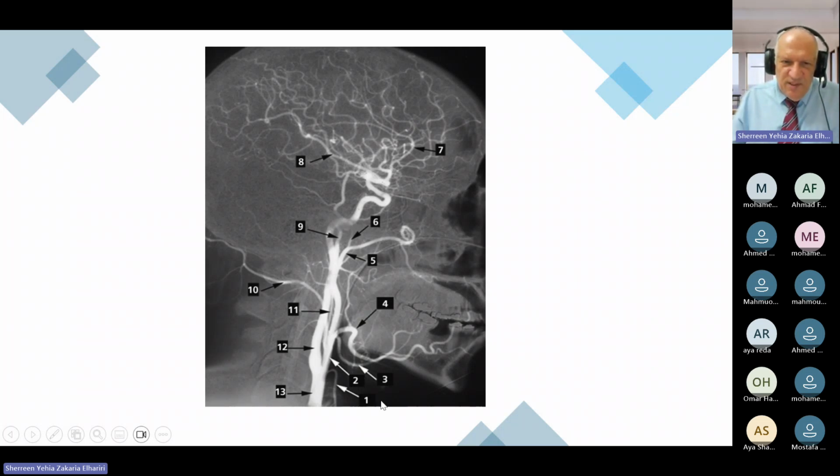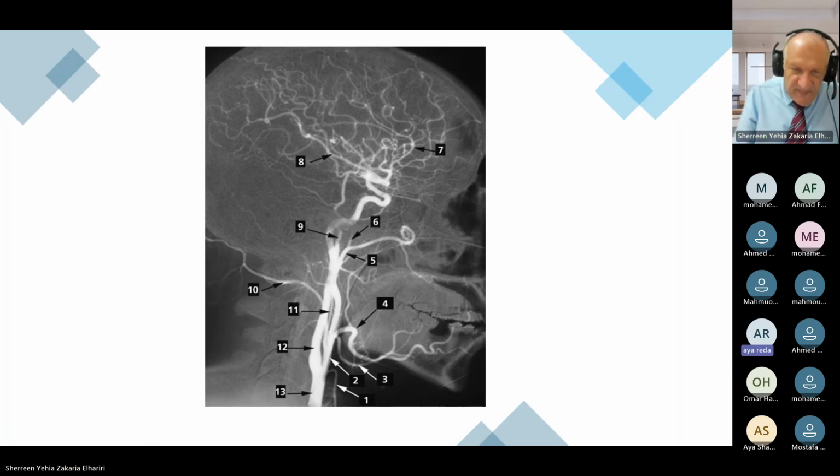You can start from one. This is, of course, the common carotid, and number 12 has no branches, so it is the internal carotid. The branches come from the external carotid. So what is one? One is the ascending pharyngeal. Okay, what is two?